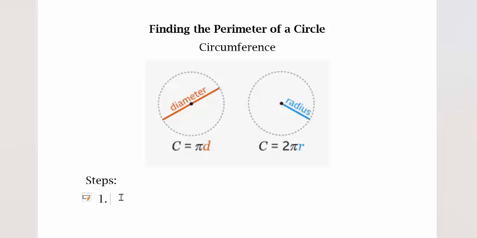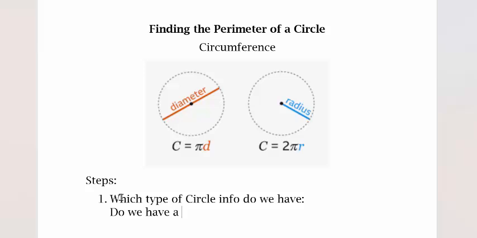Okay, so our first step is, which type of circle info do we have? So, do we have a diameter, or do we have a radius? Okay, so that's really important.